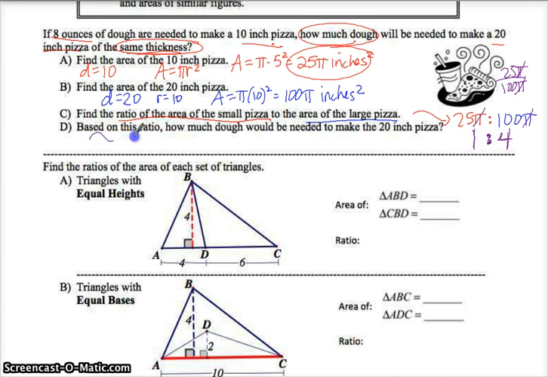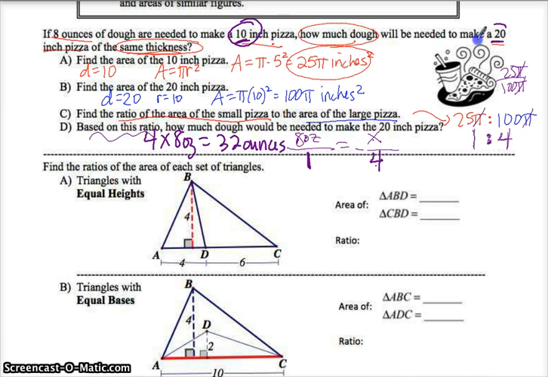So it says, based on this ratio, how much dough would be needed to make the 20-inch pizza? Okay, well, we said 8 ounces of dough were needed to make a 10-inch pizza. So how many ounces of dough were needed to make a 20-inch pizza? You can't set it up like this because that's not the relationship. The relationship isn't double here, but it's a 1:4 relationship. So therefore, this needs to be 1, and we're going to need 4 times as much dough, right? So if we needed 8 ounces for the 10-inch pizza, then we're going to need 4 times that, or 32 ounces, to make a pizza that has twice the diameter.